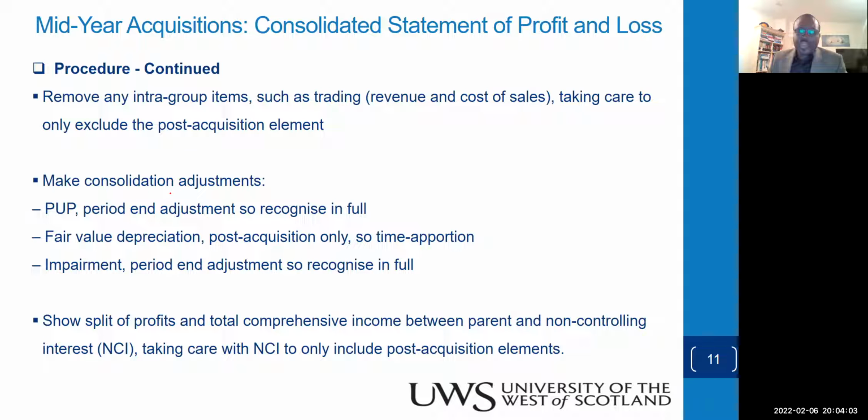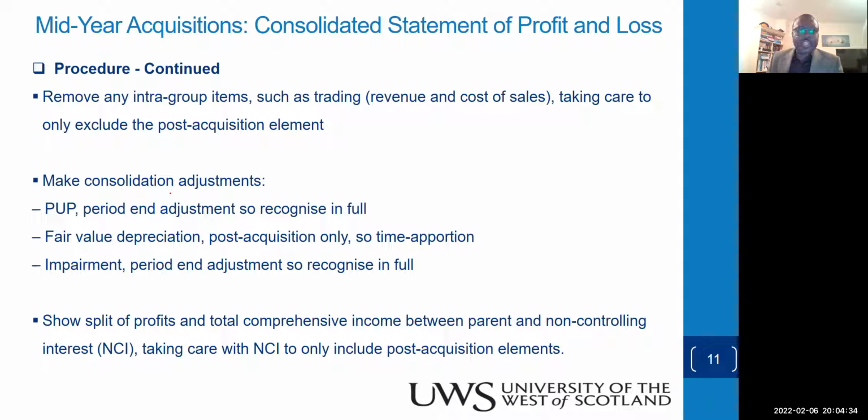What about the usual adjustments, the PUP, the fair value depreciation, the impairment? What do we do? Once again, I'll go with the easiest one, the impairment. Everything is gone off, because we are talking about the parent's portion or interest in the subsidiary that is impaired. No timeline there. Recognize everything, subtract everything. Okay, the PUP. We need to look at the period-end adjustment, so here we again recognize everything in full.